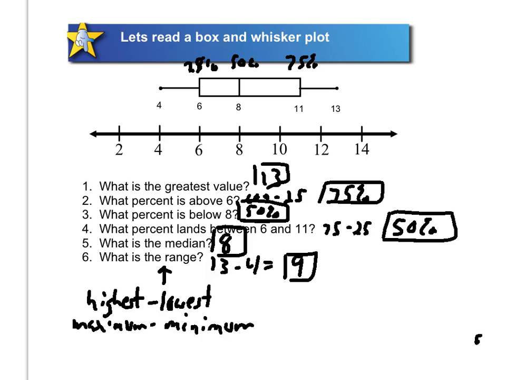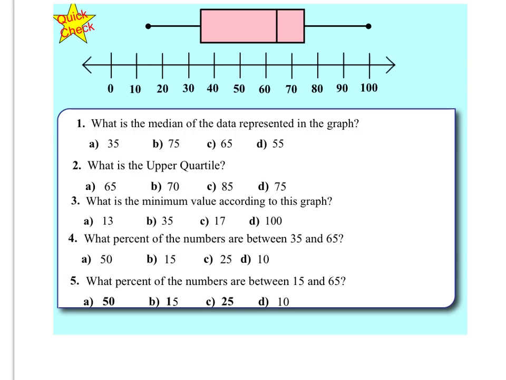Alright, so let's continue on. We're going to learn how to actually make box and whisker plots when we're given the data. Okay, we've learned how to read them, now we're going to make them. Before we do that, this is a quick check. You are going to do this page on your own and fill those out, and I'm going to be looking at those when I look over your notes to see if we got them right. Okay, so now let's go on to making the box and whisker plots. Again, don't forget to fill this out on your own and have me check it when I check your notes.